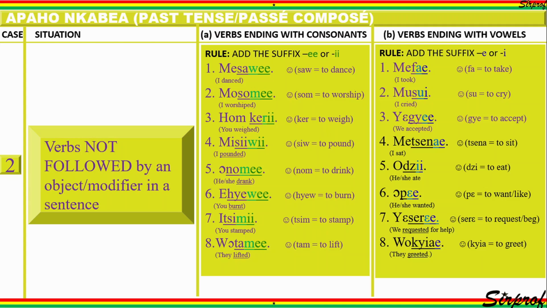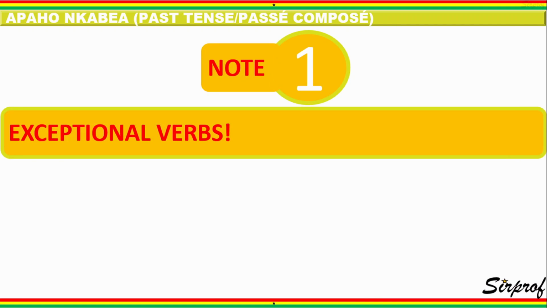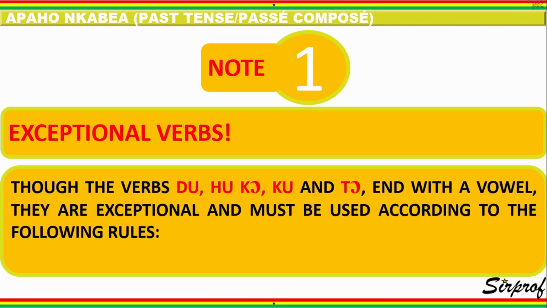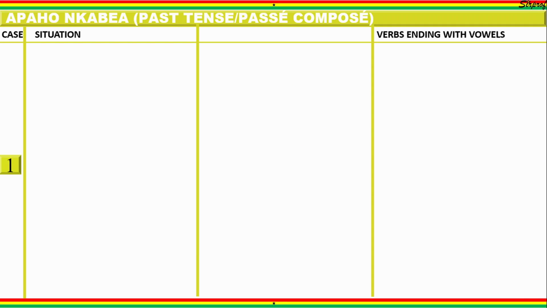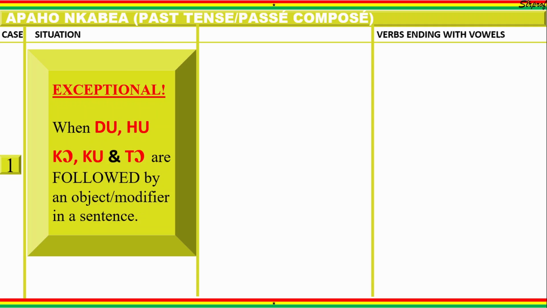However, there are exceptions to verbs ending with vowels. Though the verbs do, ko, and to end with a vowel, they are exceptional and must be used according to the following rules. Case 1. When do, ko, and to are followed by an object or a modifier in a sentence.